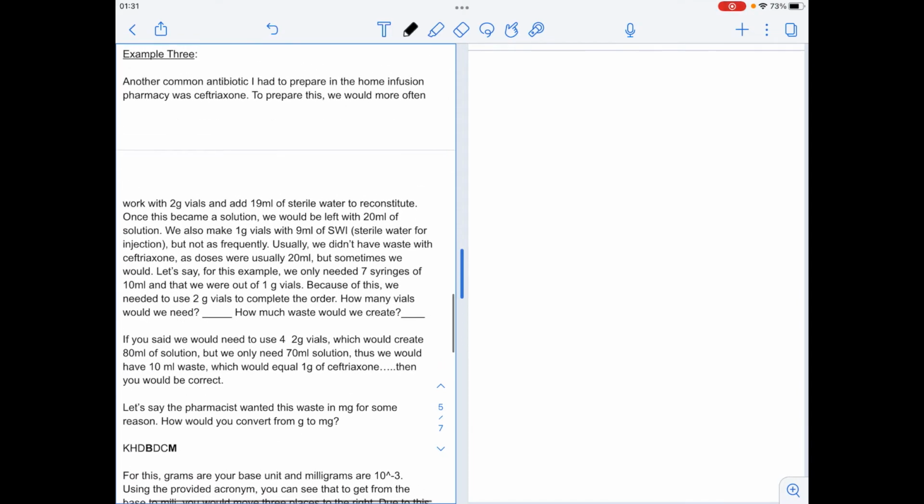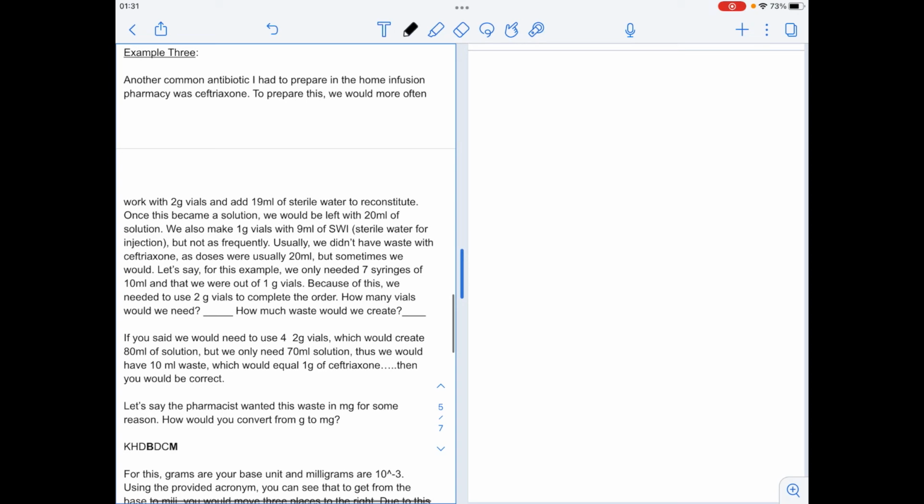Okay, so example 3. Another common antibiotic I had to prepare in the home infusion pharmacy was ceftriaxone. To prepare this, we would more often work with 2-gram vials and add in 19 milliliters of sterile water to reconstitute. And once this became that solution, because it needs to be a solution to go into any kind of vein, we would be left with 20 milliliters.